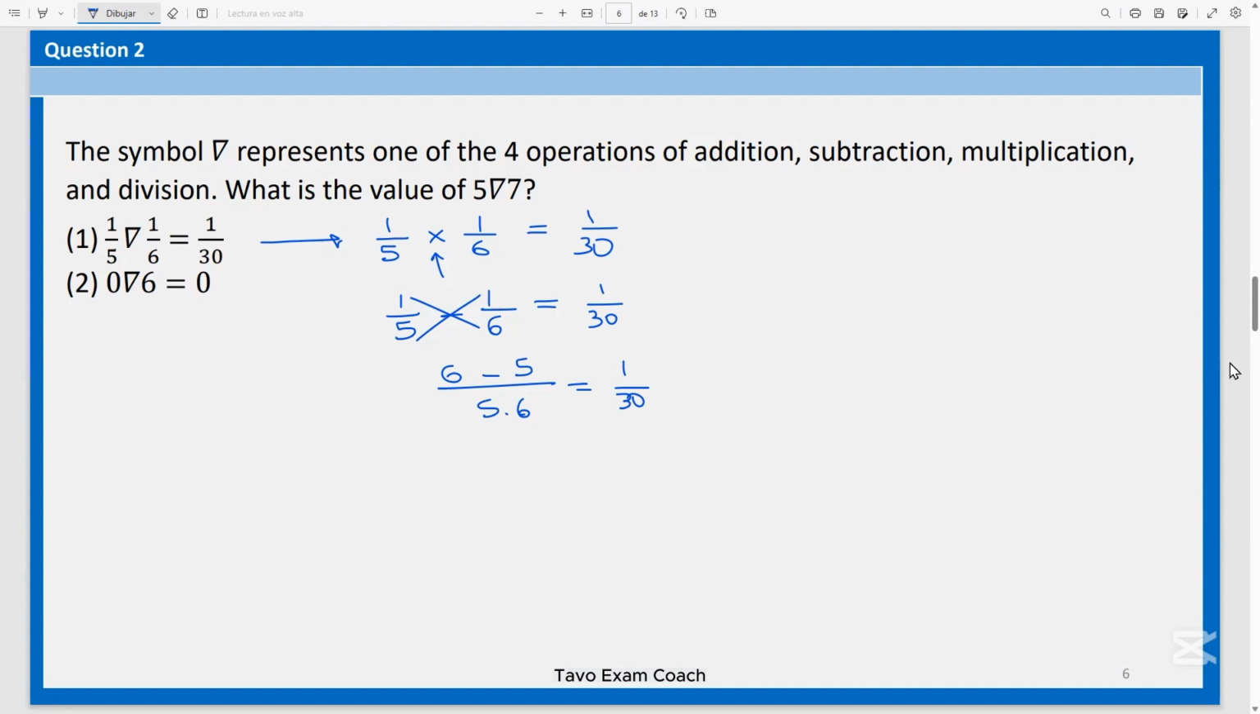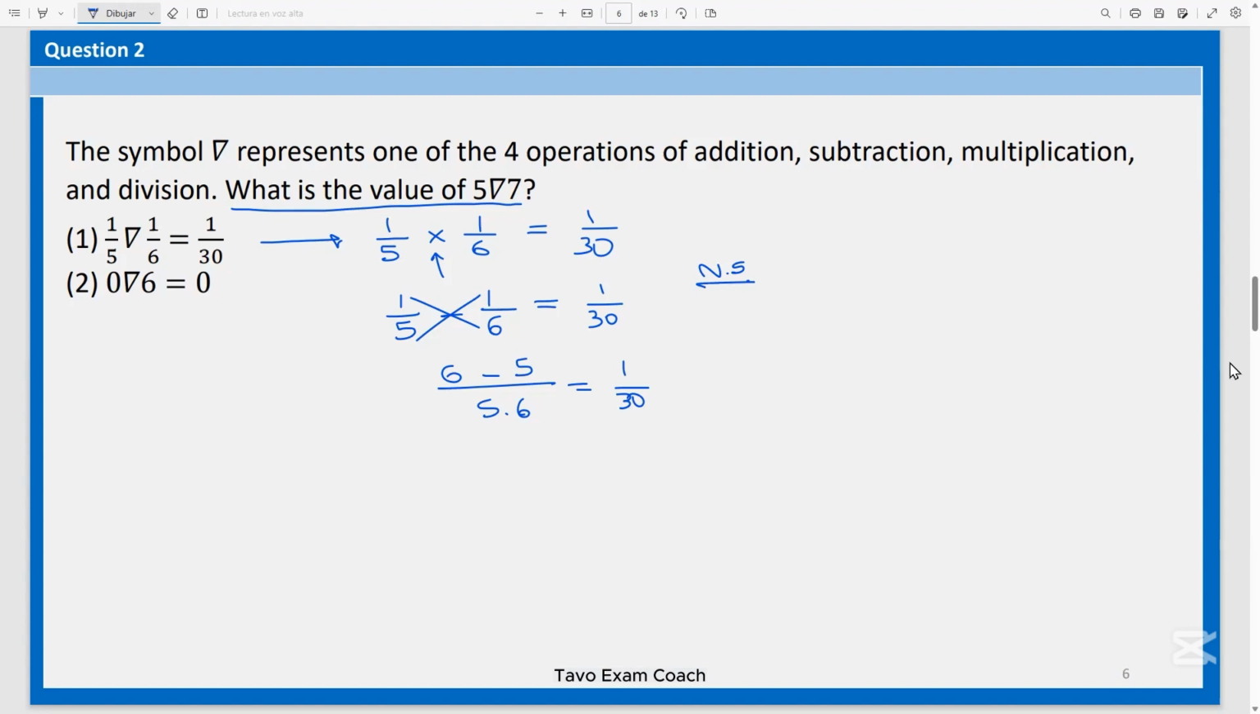The triangle doesn't have a unique meaning because it might mean either of the two options. So there is not one unique value that we may give as the answer because it's not the same thing 5 times 7 than 5 take away 7. We would have two possible values for that expression. Statement 1 is not sufficient. So what about statement 2?